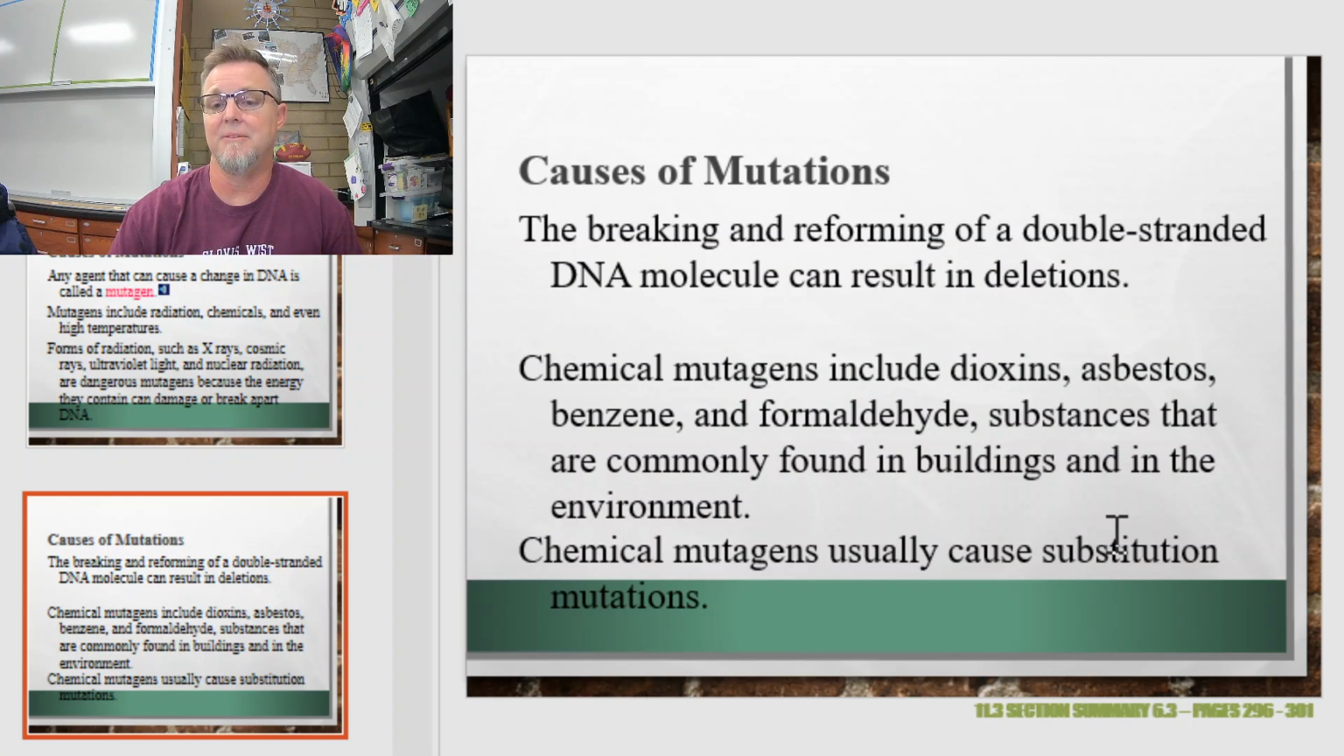Breaking and reforming of your DNA molecule can result in deletions of all kinds. So you might lose a single base, you might lose a whole chromosome. Mutagens like dioxin, asbestos, benzene, formaldehyde, these are commonly found in buildings and in the environment, and all of them can cause these types of deletions and or substitution type mutations.